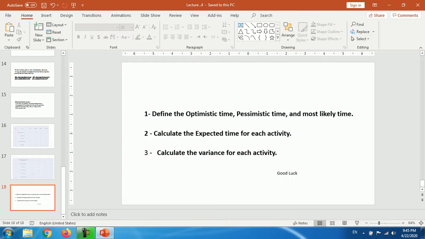Please define the optimistic time, pessimistic time, and most likely time. Number 2, calculate the expected time for each activity. Number 3, calculate the variance for each activity. Good luck.